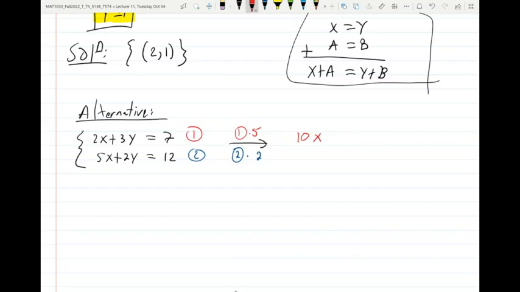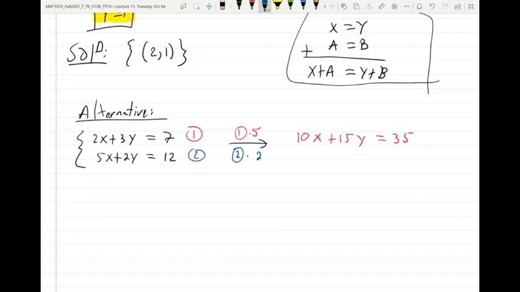10x plus 15y. Everybody has to be multiplied. If you only multiply the x, you are changing the equation. Remember, everything has to be multiplied. So 10x plus 15y equals 35. Anybody understand this?